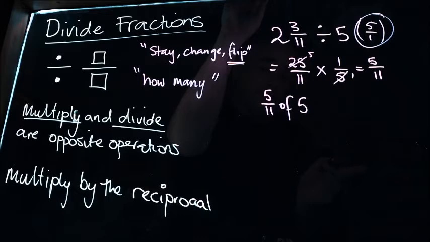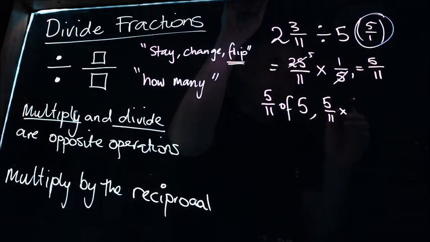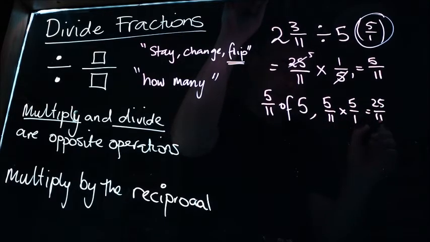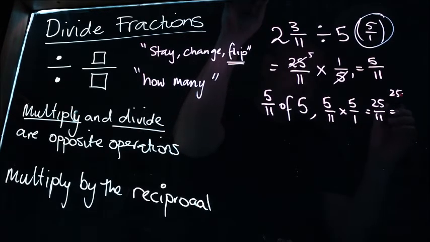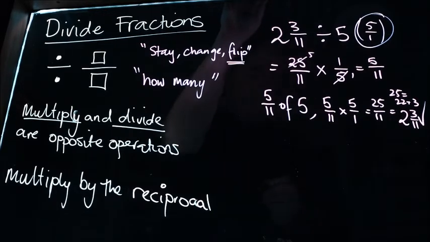So to check if we're right, we should be able to do this 5/11 times 5/1. And we get 25/11, which is the same thing as, I'm thinking about 25 is equal to 22 plus 3. We end up with 2 and 3/11 is our final answer. Tick.